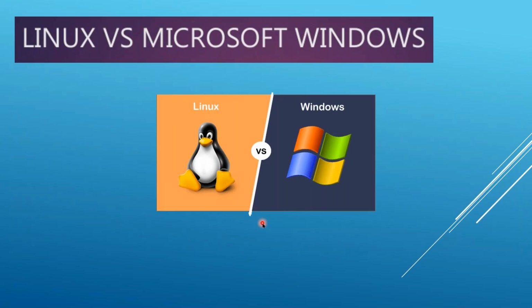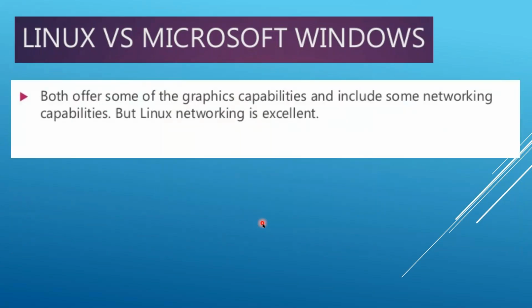So Linux versus Windows. Both offer some graphic capabilities and some networking capabilities, but Linux networking is excellent. Here they are saying both offer some graphic capabilities. So Windows is having graphics, Linux is also having. Anyone having an idea?